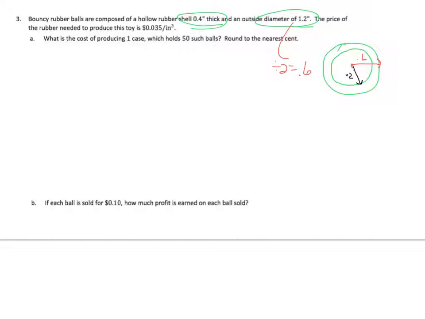Very cool. So the price of the rubber needed to produce the toy is 0.035 cents per inch cubed. What is the cost of producing one case, which holds 50 bouncy rubber balls, rounded to the nearest cent? Let's see. This right here is a cost per volume. So I need to figure out the volume of 50 bouncy rubber balls. Let's figure out the volume of one bouncy rubber ball. So the volume is going to be the volume of the outer minus the volume of the space, right?